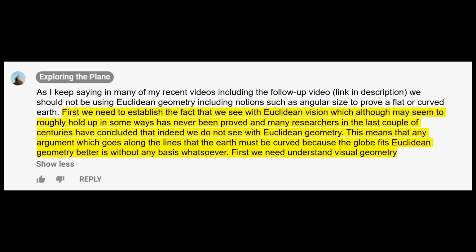Now I want to read the rest of his first comment because this seems like a typical flat Earth word salad. "First, we need to establish the fact that we see with Euclidean vision, which although it may seem to roughly hold up in some ways, has never been proved, and many researchers in the last couple of centuries have concluded that indeed we do not see with Euclidean geometry. This means that any argument which goes along the lines that the Earth must be curved because the globe fits Euclidean geometry better is without any basis whatsoever. First, we need to understand visual geometry."